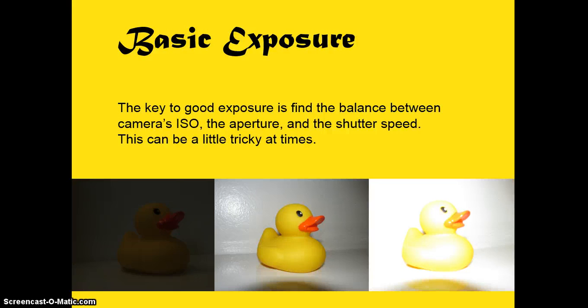Basic exposure. In this tutorial, I'll be teaching about how to use metering to get good exposure. The key to good exposure is to find a balance between the camera's ISO, the aperture, and the shutter speed. It can be tricky at times.